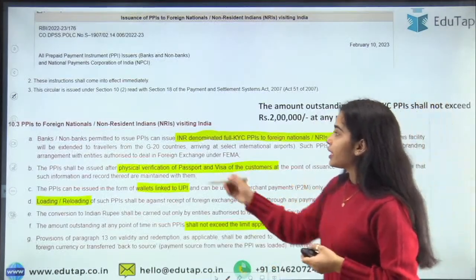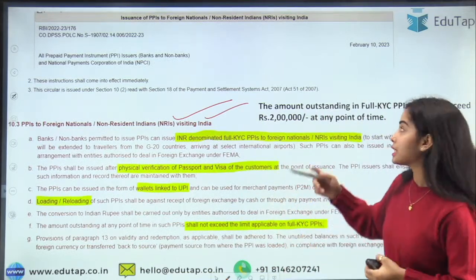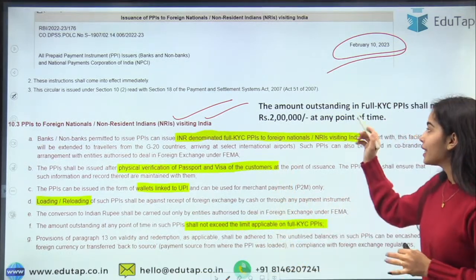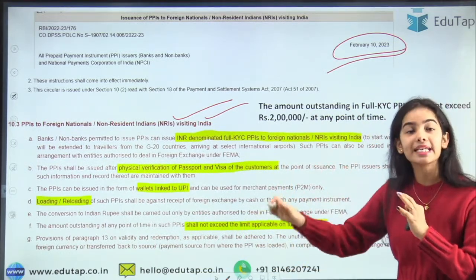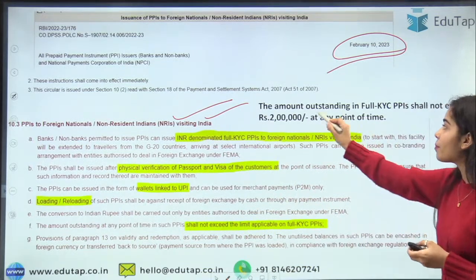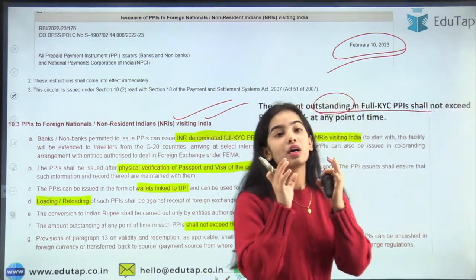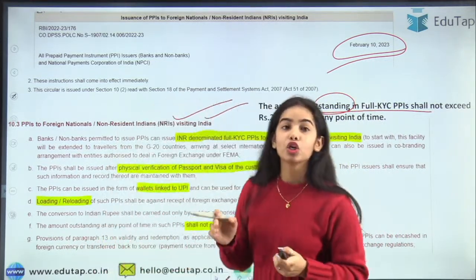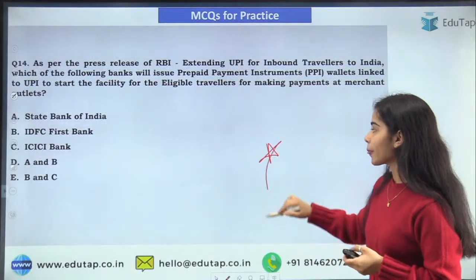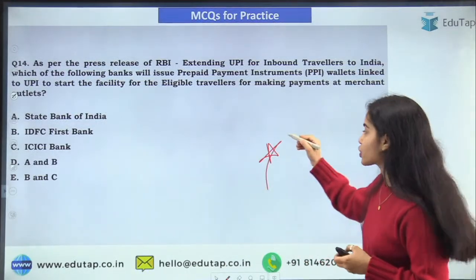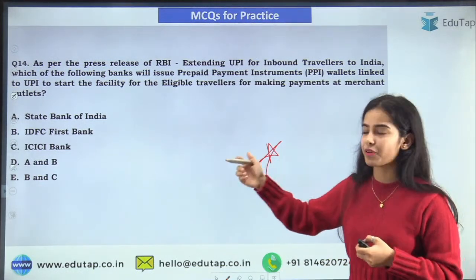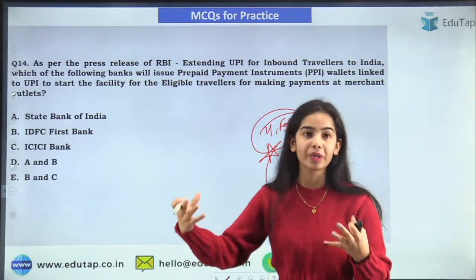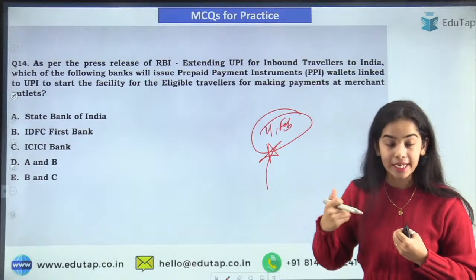Okay, so all of these rules and regulations that were released on February 10, 2023, we have already discussed. That is for the full KYC PPIs that the foreign nationals will be getting. The amount outstanding in the full KYC PPIs cannot be more than rupees 2 lakh at any point of time. So now the next question. Recently the RBI released another notification on 21st Feb, extending UPI for inbound travelers, for the travelers that are coming in.